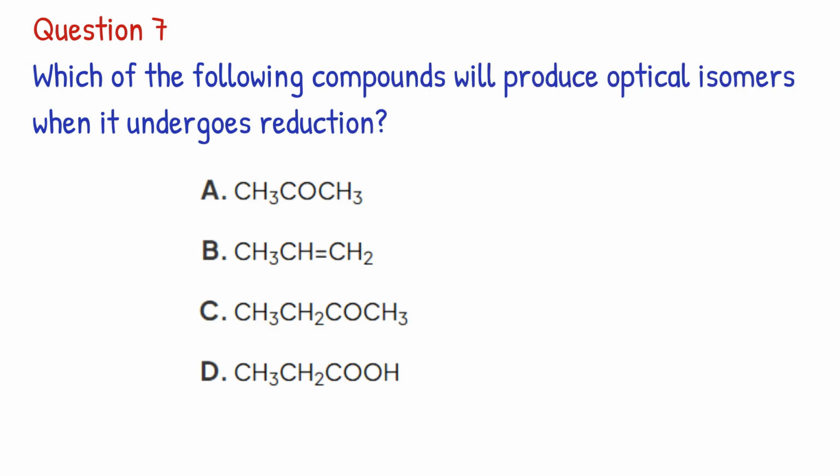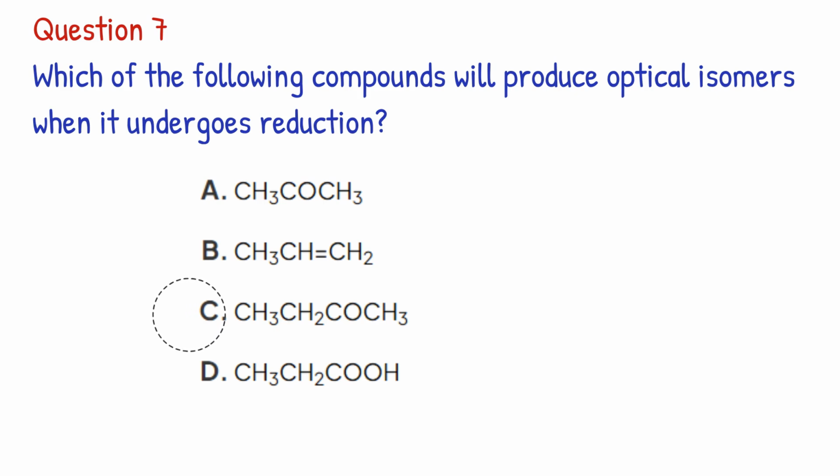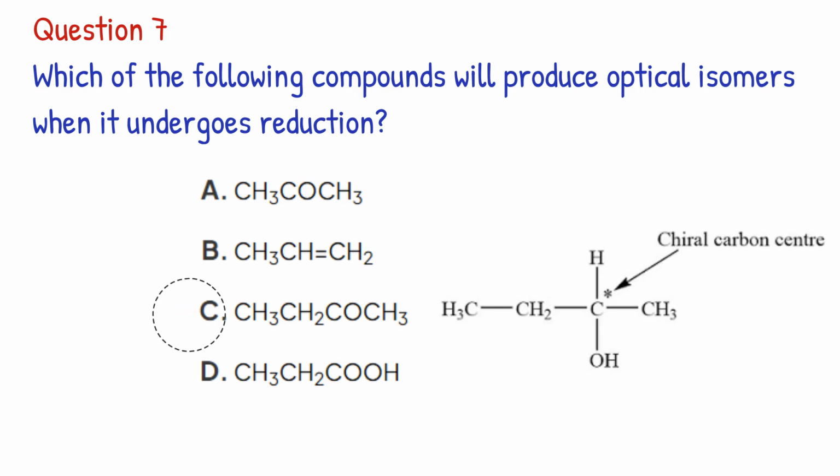Question 7. Which of the following compounds will produce optical isomers when it undergoes reduction? The correct answer is C, because the compound is a ketone. When reduced, a ketone will produce a secondary alcohol. In this case, the product is butanol. The second carbon is chiral, this one bonded to the hydroxyl group.